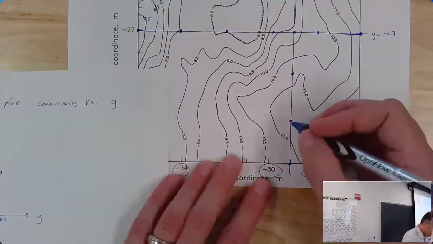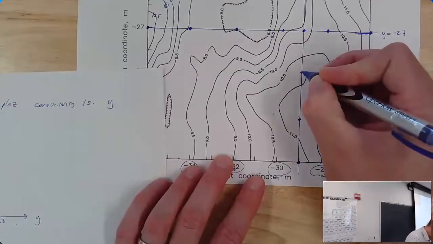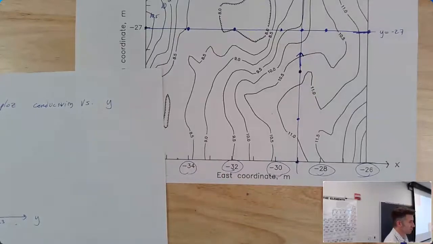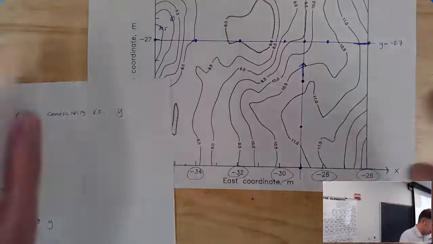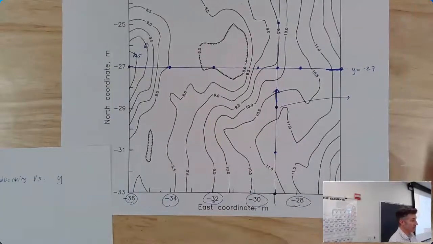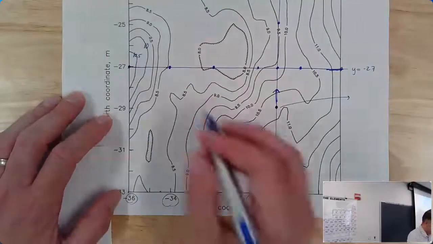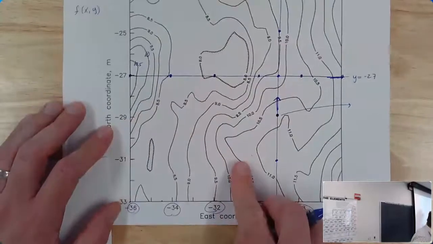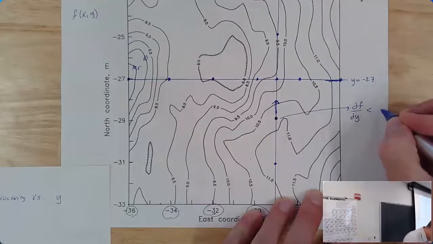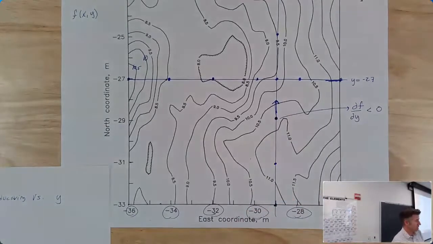So for example, at this point, if we move in the y direction, is the function increasing or decreasing? Or as I should say, is the conductivity increasing or decreasing? It's definitely decreasing. So at this point, the derivative in the y direction is negative. If this level curve represents my function of x and y, then the partial derivative of my function with respect to y at that point is negative, because when we move in the y direction, the function is decreasing.